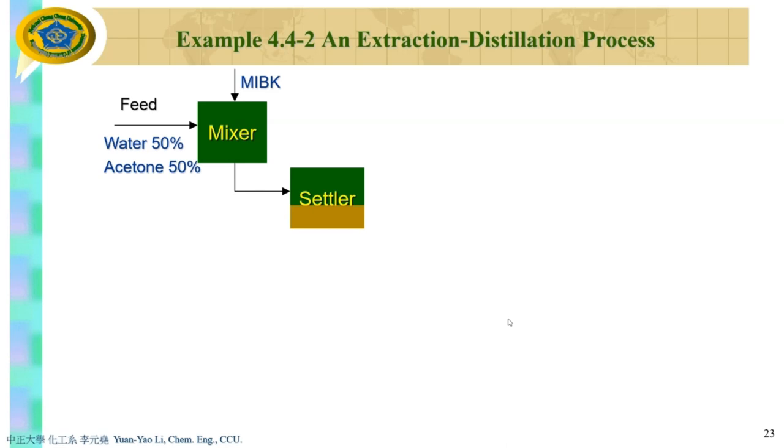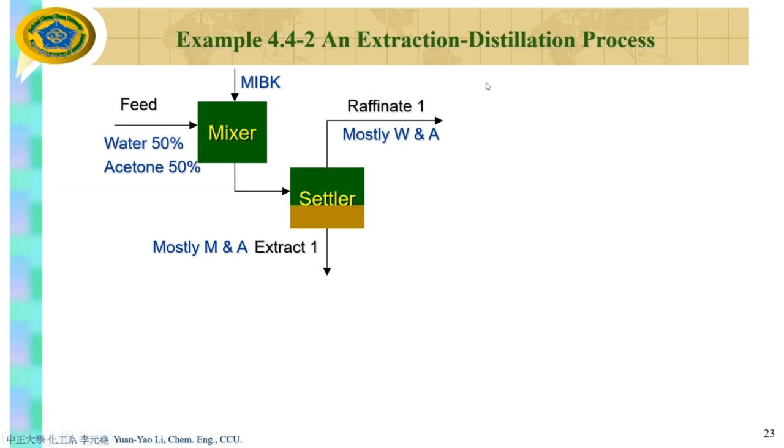Okay? And then you remove the extract, which is MIBK and acetone. Right? And on the other layer, you have water, which we call raffinate. And raffinate is mostly water and some acetone. You might ask, Professor, why don't we just do it 100% with this process? Why do we still have some water and acetone?